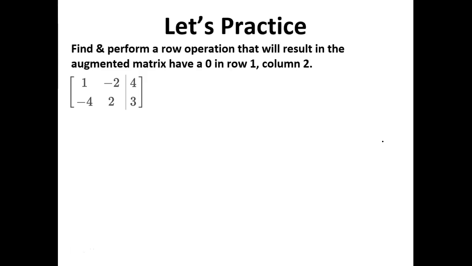So let's practice. It says find and perform a row operation that will result in the augmented matrix having a 0 in row 1, column 2. So row 1, that's this one right here. Column 2 is this one right here. This number here is what we're trying to make a 0, as the directions say. Well, how could we get a 0 here? If we added this 2 to this -2, we would have 0.